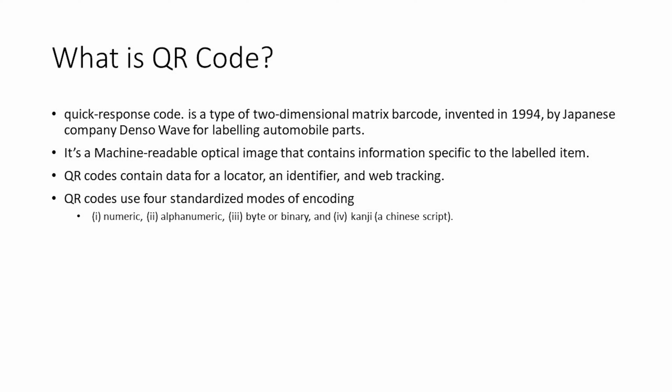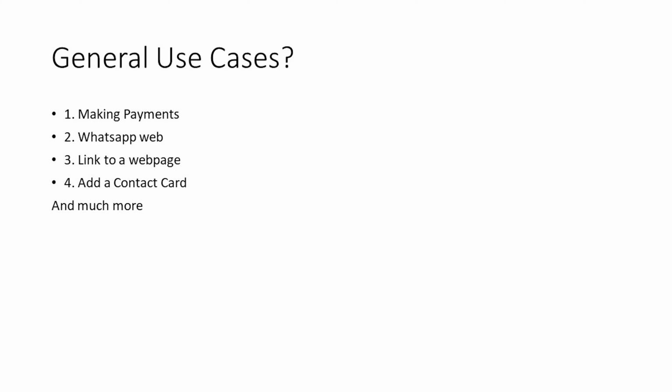QR codes use four standardized modes of encoding: numeric, alphanumeric, byte or binary, and the fifth and final one is kanji, a Chinese script. Now that we have learned what a QR code is, who invented it, and what information it can store, let's explore its common use cases.